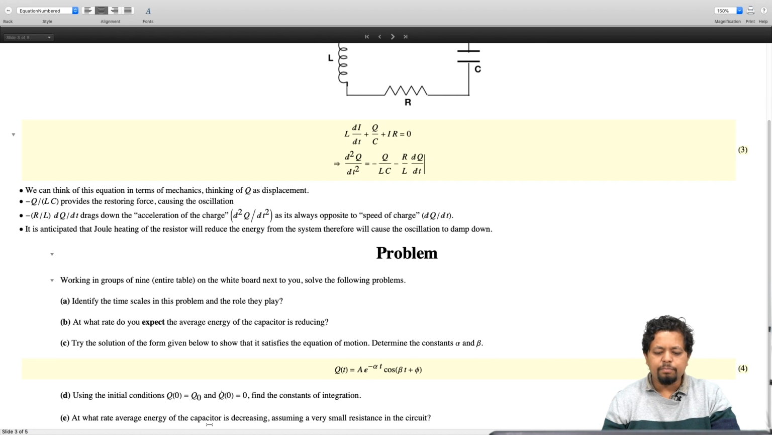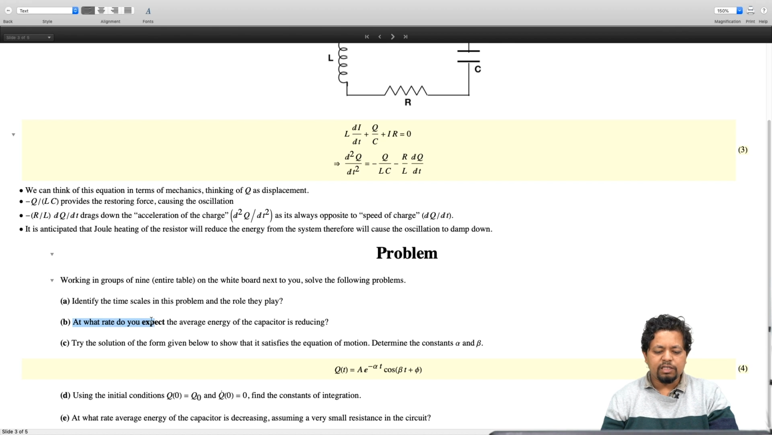There are four or five different parts of this problem, and we'll go ahead and solve these parts and understand how to go about it. The first question here is to identify the time scales in this problem and the role they play. So I've got an equation, I've got a circuit, and this equation has a bunch of time scales. We have to figure out what the time scales in this problem are and what their importance is.